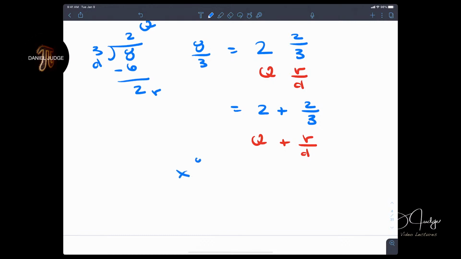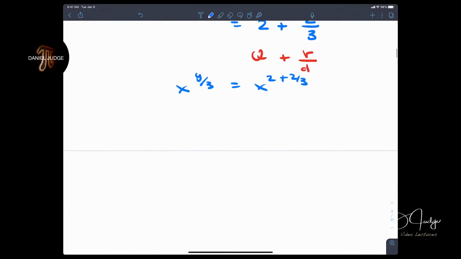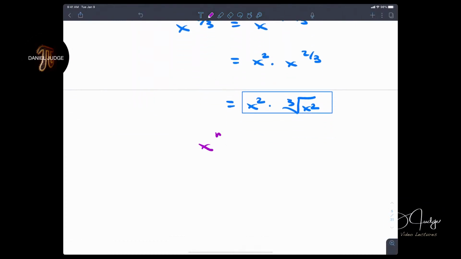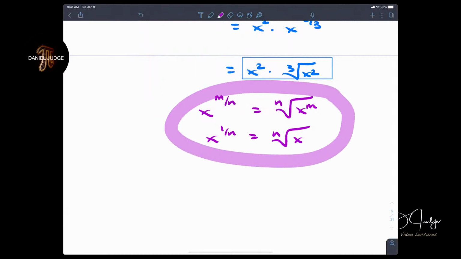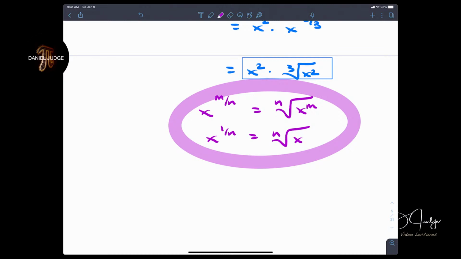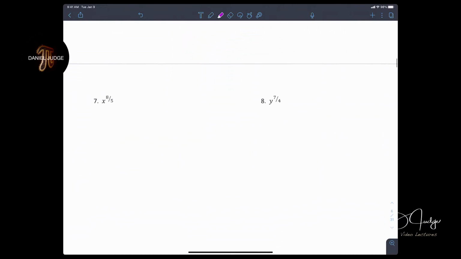So that now means x to the 8/3 becomes x to the 2 plus 2/3, which will be x squared times x to the 2/3, which is x squared times now the cube root of x squared. And there you go. Now, in case you guys forgot, I'm going to put this down here again. x to the m over n is the nth root of x to the mth power, and x to the 1 over n is the nth root of x, because anything to the first power is itself. So in case you forgot, these are the definitions of our rational exponents. But you simplified the radical, and they are radicals. So there we go.